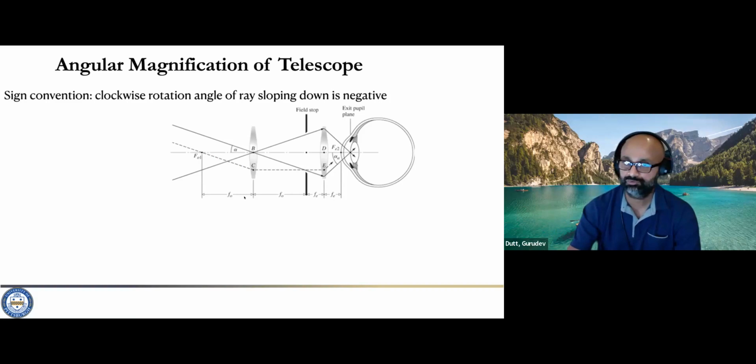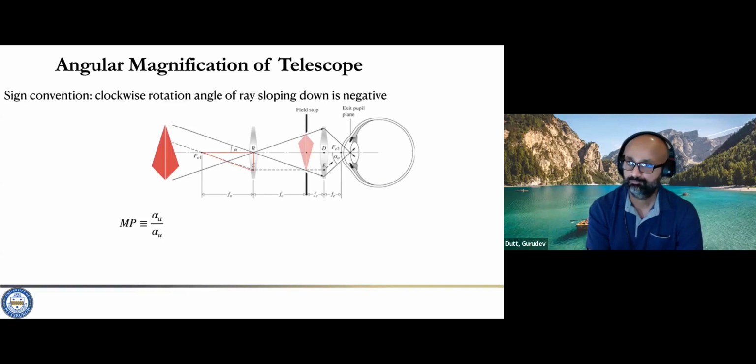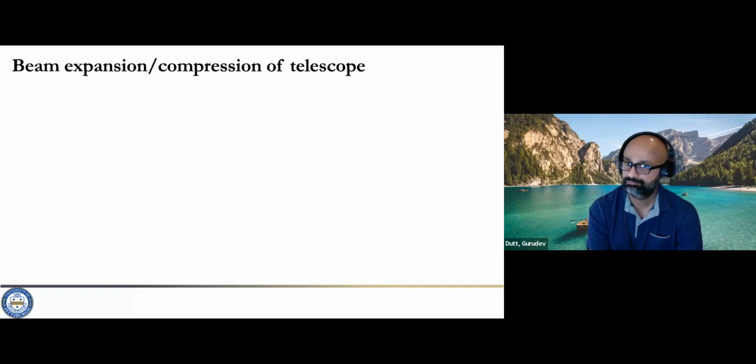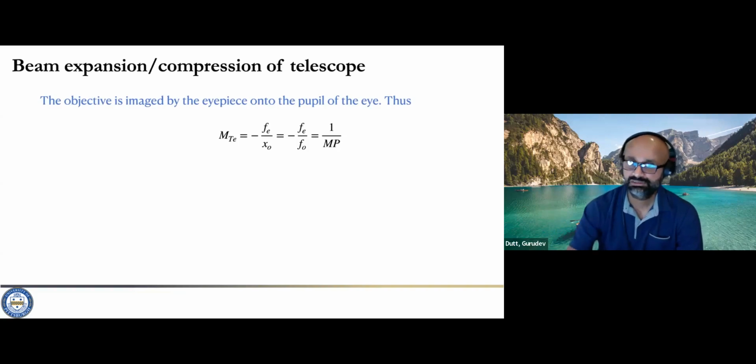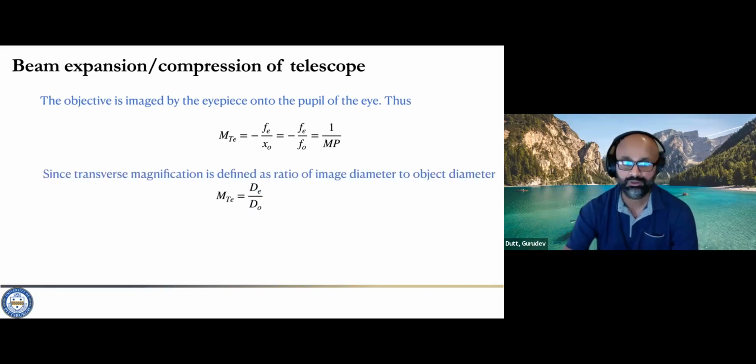As you can see, the objective is basically imaged by the eyepiece. We take this objective, it's exactly a focal length away from this eyepiece, so it's going to be imaged perfectly. That gives us that the transverse magnification of the eyepiece is simply FE divided by XO. And since XO is simply FO, the intermediate image being exactly an objective focal length away, the transverse magnification of the eyepiece is equal to 1 over the magnifying power of the telescope.